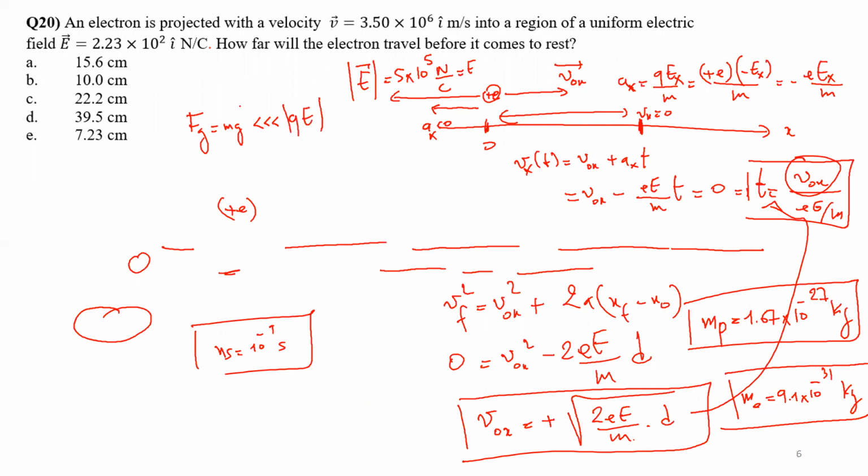Let me take everything in absolute value. And why is this? Because mass of electron is very small. What's the mass of electron? 9.1 × 10⁻³¹. And mass of proton is also very small, okay? 1.67 × 10⁻²⁷ kilogram. These are very small. So I did not consider the gravitational force.